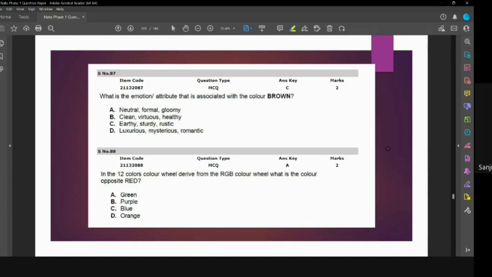അടുത്ത question. In the 12 colors of color wheel derived from the RGB color wheel, what is the color opposite to red? The 12 colors in the color wheel, what is the color opposite to red? The color opposite to red is green. So the option A is correct. That's green.